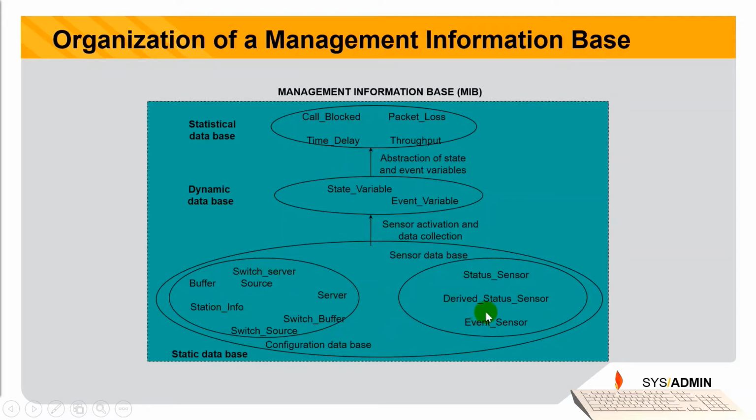The configuration database, the sensor database. For the dynamic databases, you've got the event, the state, like what we have mentioned earlier. And the statistical databases are, of course, the statistics or the data derived from dynamic databases. All right, so the MIB is basically the storage of the configured information on the device.